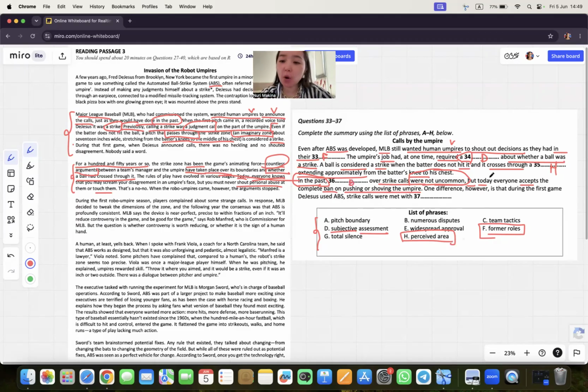And now, next one. One difference, however, is that during the first game, difference is the keyword, that during the first game, did Jesus and ABS strike calls were met with something. As I earlier mentioned, some answers might not come in order. So this is what I mean. This answer is not after this paragraph. It's not here, not in this fourth paragraph.